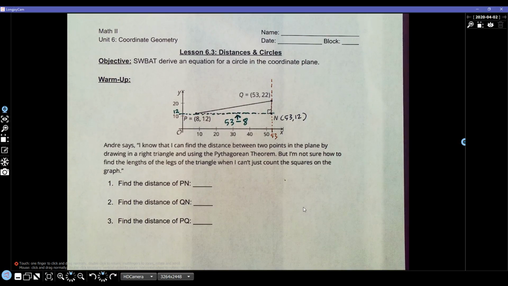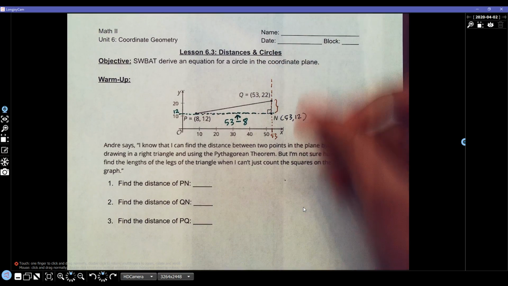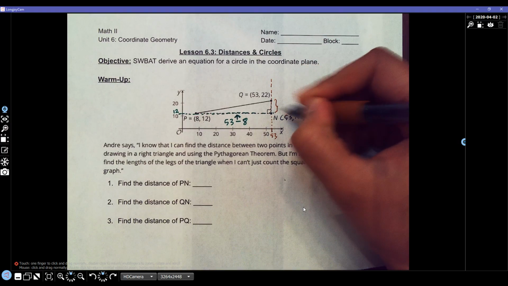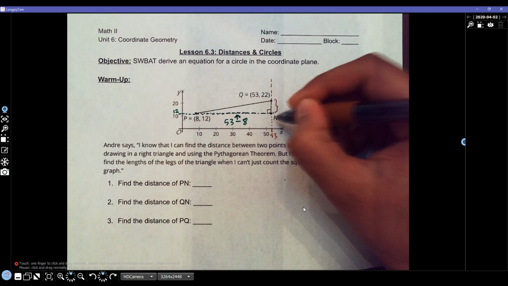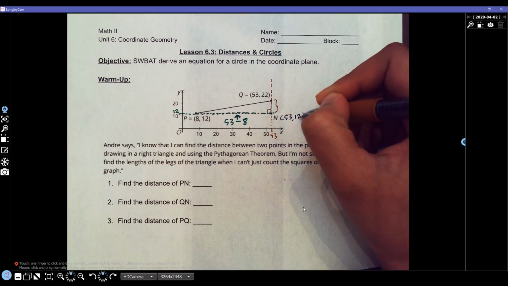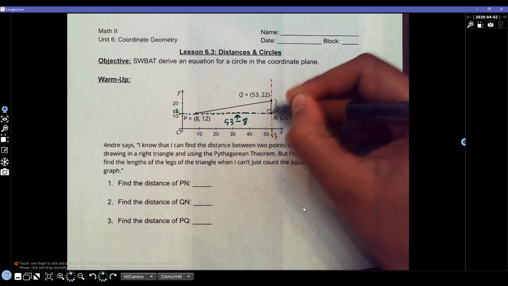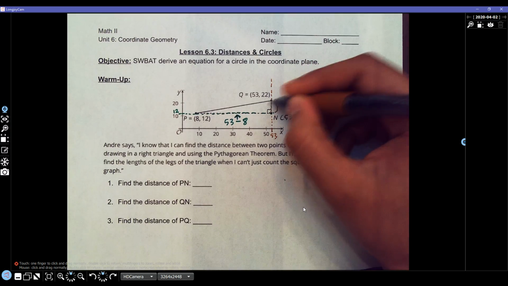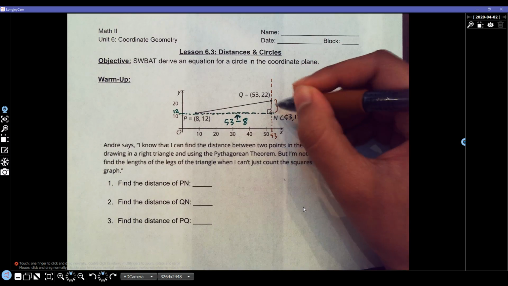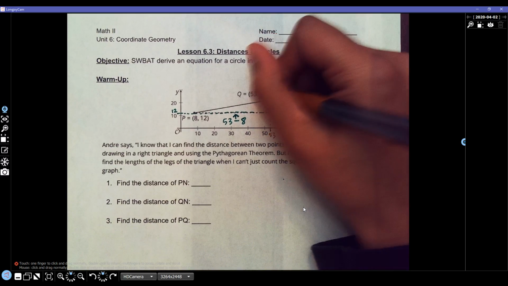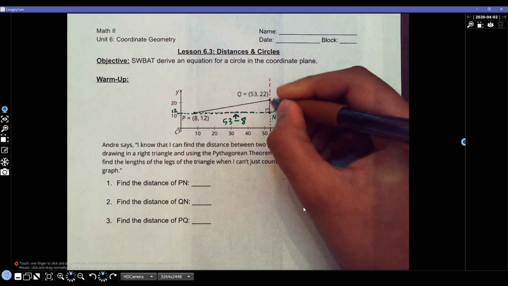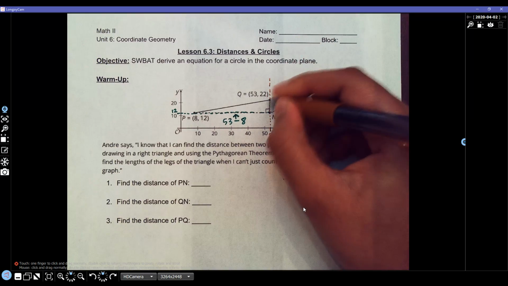And then on this side for QN, we know that the x-coordinate is not changing here. It's still 53 for N and Q, but that vertical distance is what is changing. So we start at 12, and then we're going up to 22. So think about, how would I find this distance over here? Pause the video to try it out. So we can take the y-coordinates, 22 minus 12, and that's going to give us this distance over here.